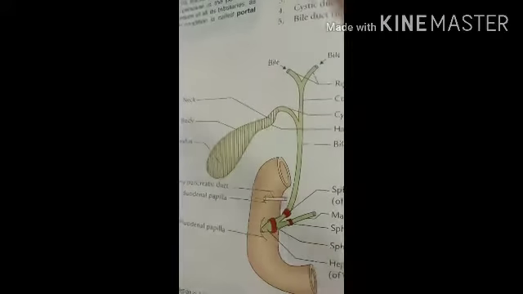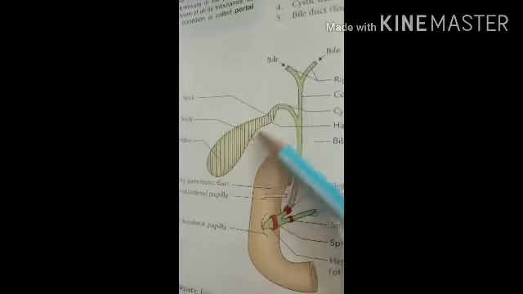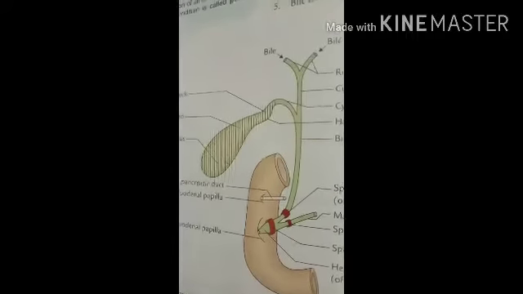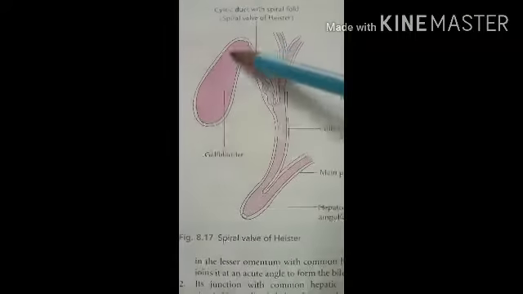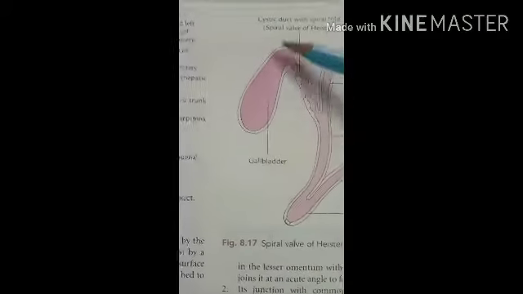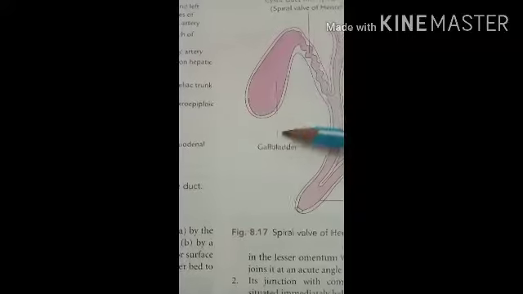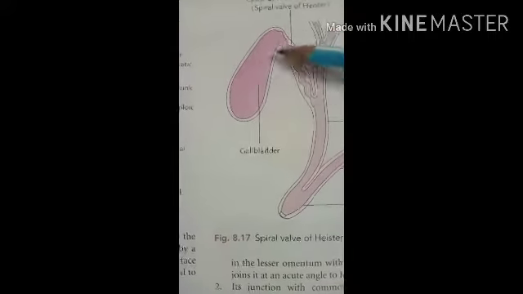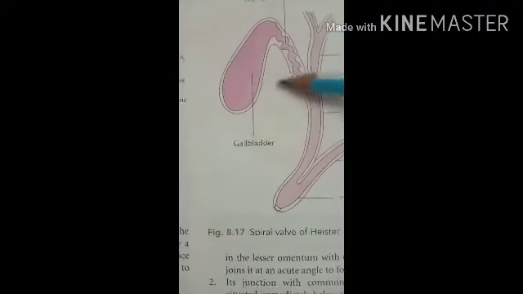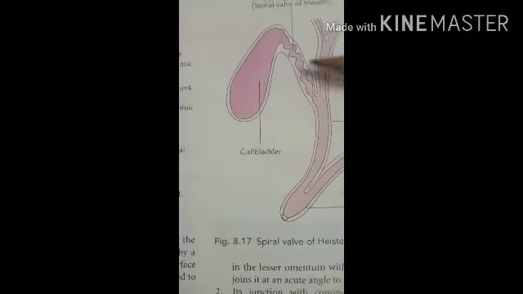After that we should see the gallbladder. So let's see the detailed structure of the gallbladder. Here you can see the gallbladder. The gallbladder is a pear shaped reservoir of bile situated in a fossa on the inferior surface of the right lobe of the liver.